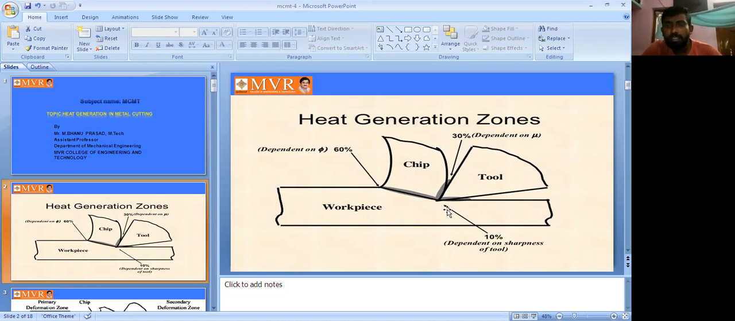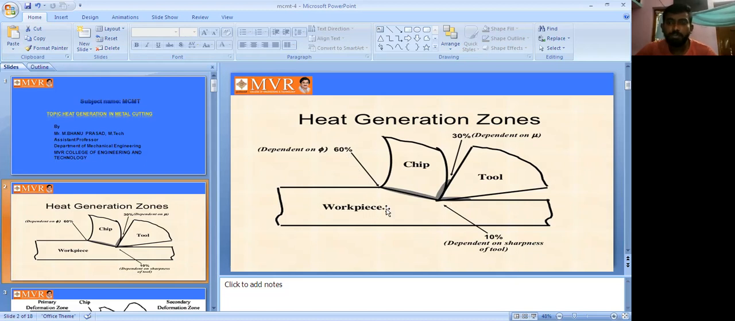So next one is the tertiary deformation zone. Here the heat generated is 10%. It is dependent on the sharpness of the tool. So this 10% is depending on the sharpness of the tool. That is a measure here. If the tool is very sharp, we can get this percentage. If the tool is not sharp, this percentage will change. The heat generation percentage will change. So it is the heat generating one.